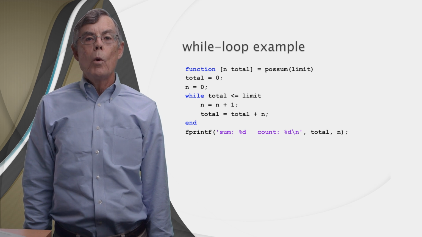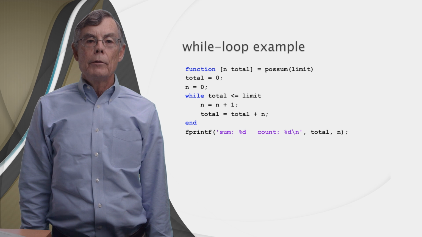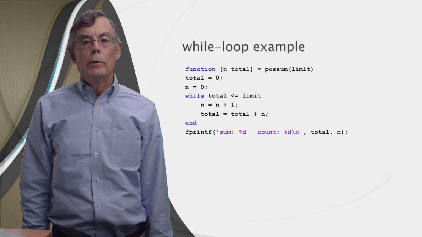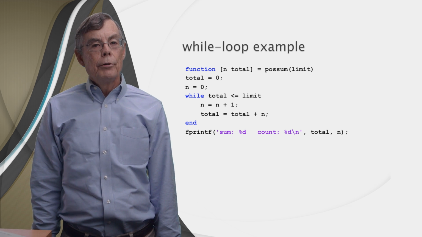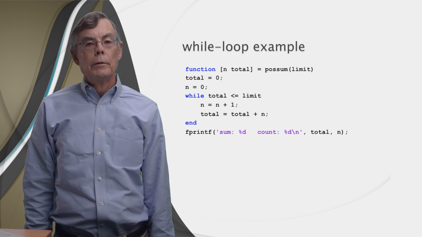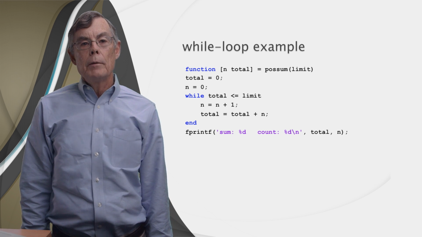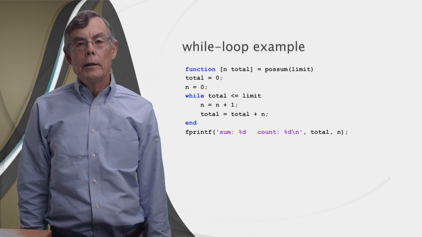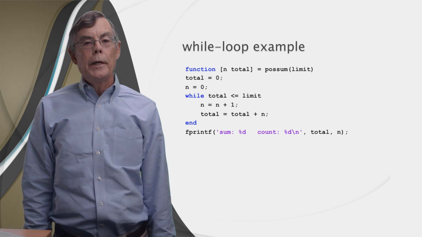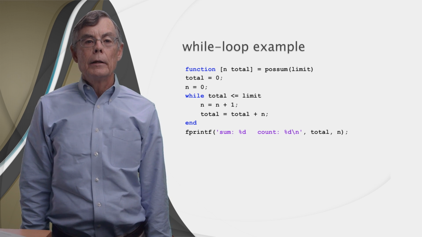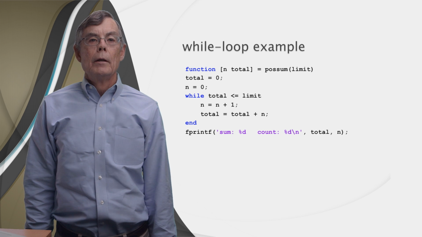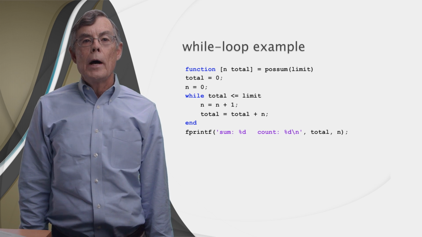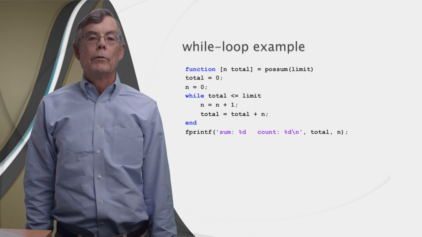Then we use the new while keyword followed by a condition. The meaning is simple. If the condition is true, we execute the body of the while loop. The body is the set of statements between the while line and the end keyword. Once we execute the body, we go back and check the condition again. If the condition is false, the while loop is done, otherwise it continues.